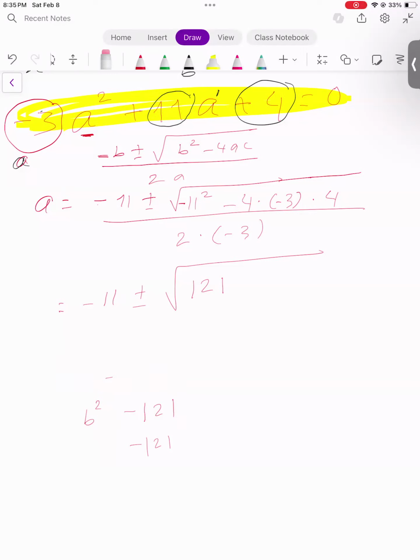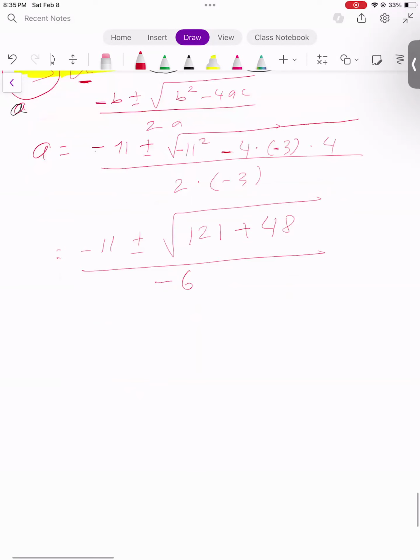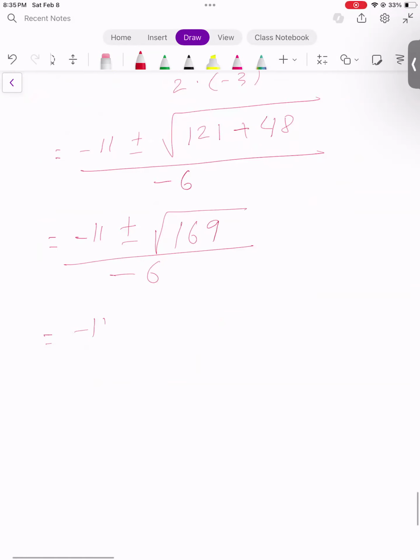Most of you have a negative there, so make sure. This is very minor, but you have to be very careful. Okay, so negative 4 times negative 3, positive 12 times 4, that is positive 48, divided by 2 times negative 3, that is negative 6. So negative 11 plus minus, okay, 121 plus 48, that's 169, divided by negative 6, plus minus, this is square root of 169, it's 13 divided by negative 6.